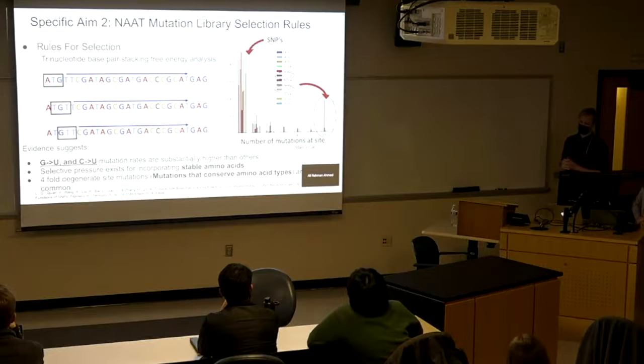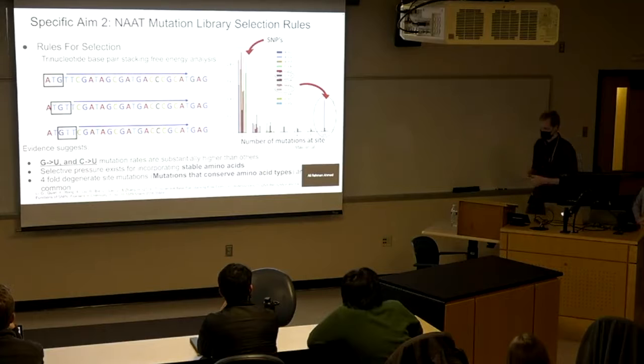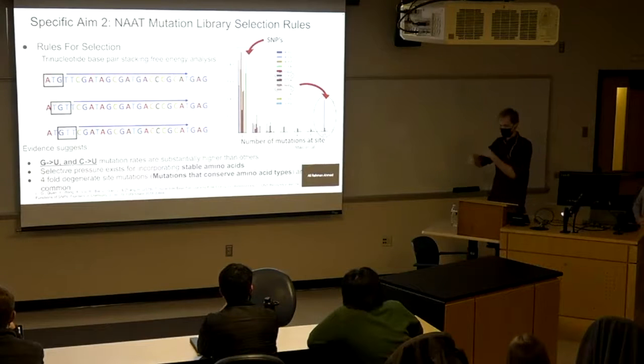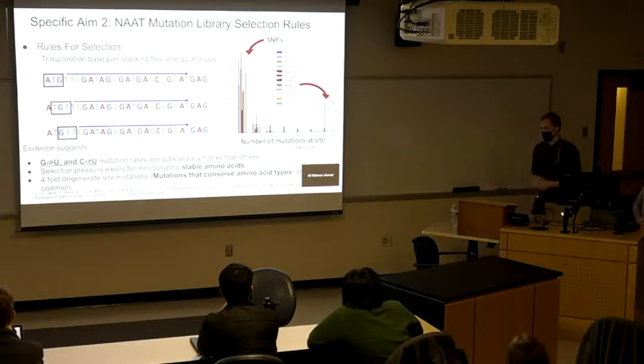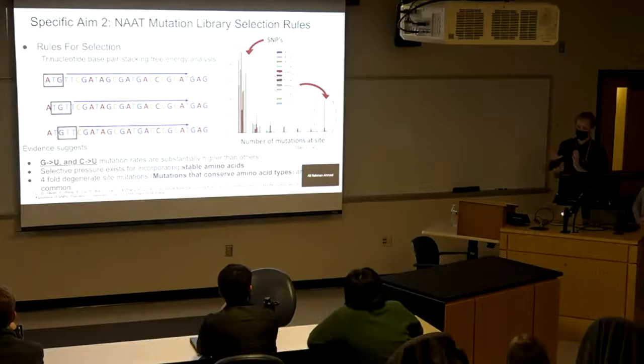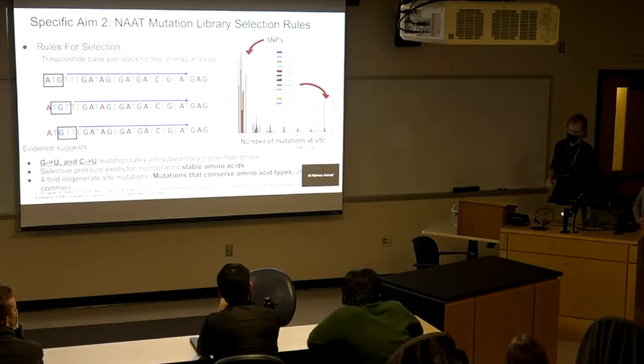There's also selective pressure for incorporating stable amino acids, and from the virus's point of view, this makes sense because if there were unstable amino acids and they fell apart, it would take more energy and more effort for the virus to replace it and fix it. So this is inherently a selective pressure, and that's what they found. And then lastly, they've also found that mutations that conserve amino acid types were very, very common. And so what we can do is apply all of these rules to our selection algorithm to really weed down what we think are the very best mutations that will persist on.